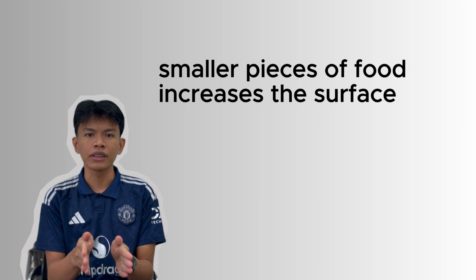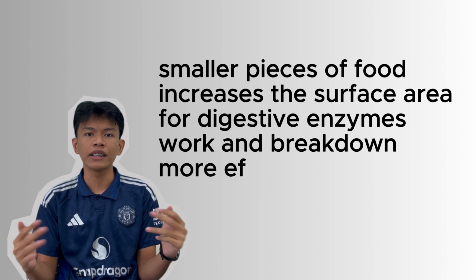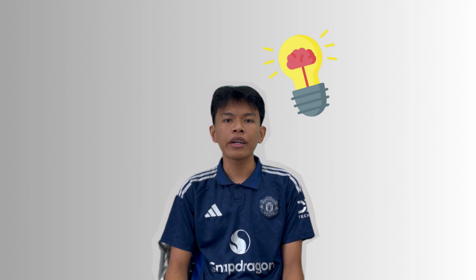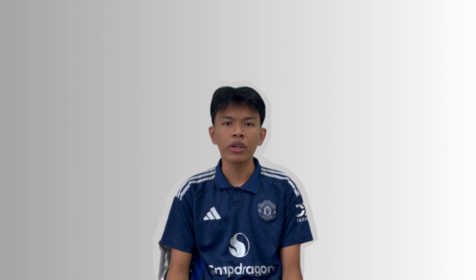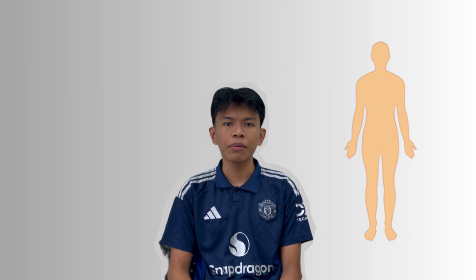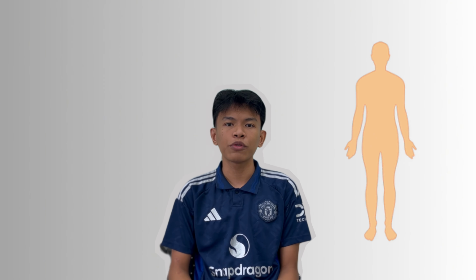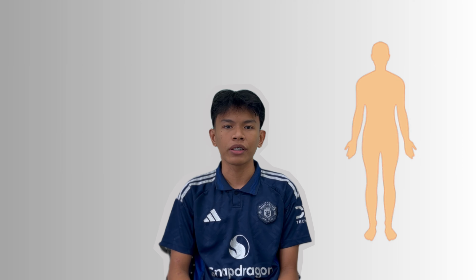A few minutes later, after I finished grilling, I invited them to eat together. During the meal, I overheard Alif discussing digestion. He explained how chewing food into smaller pieces increases the surface area for digestive enzymes to work on, helping break down food more efficiently. I realized this was similar to how the chicken cooked faster when cut into smaller pieces. It was fascinating to think about how the body uses the same scientific principle to process food as we do in everyday cooking.